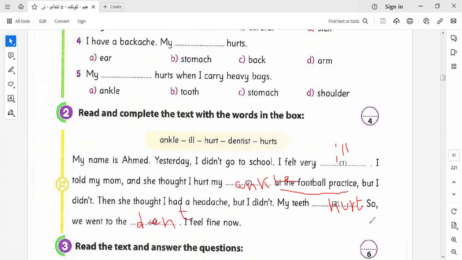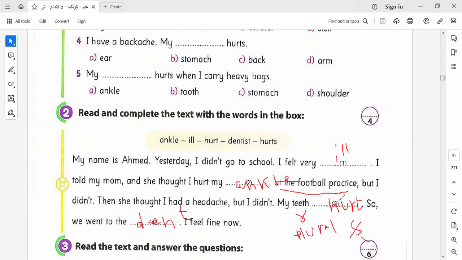Because teeth here is plural, we can't take S. If we say tooth without E, it takes S. Teeth here is plural, so plural doesn't take S.